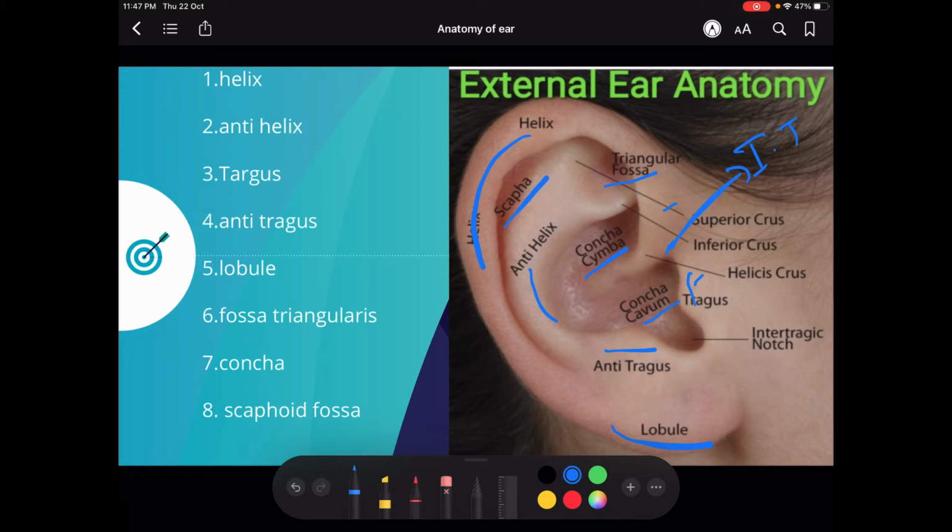Generally, as we know, the pinna consists of yellow elastic cartilage, and the skin along the lateral side of the pinna is tightly adherent, whereas on the medial side it is loosely adherent. So, any conditions like perichondritis or furuncle on the lateral side are more painful when compared to that on the medial side.